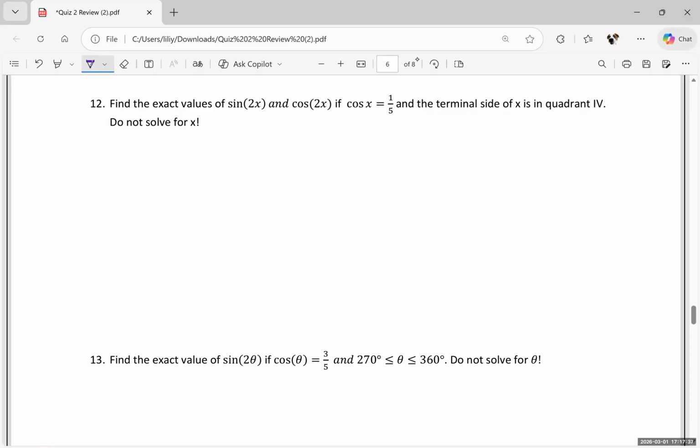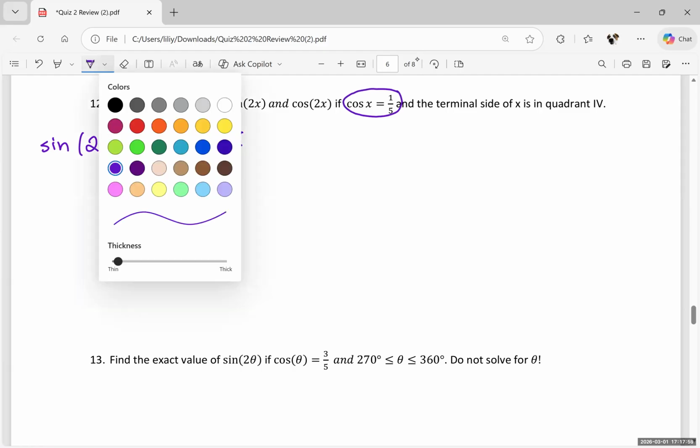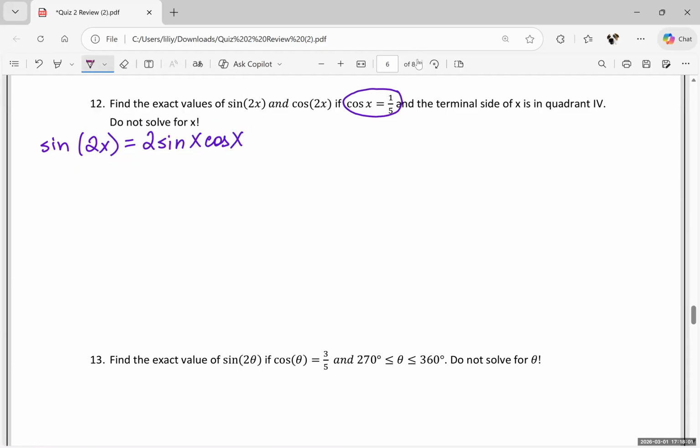Okay, let's go ahead and start with the sine of 2x. Sine of 2x, the double angle formula is 2 sine x times cosine x. The double angle formulas are not on the formula sheet. You need to memorize them. So I already have the value for cosine x. What I don't have is the value for sine x, but I can find it.